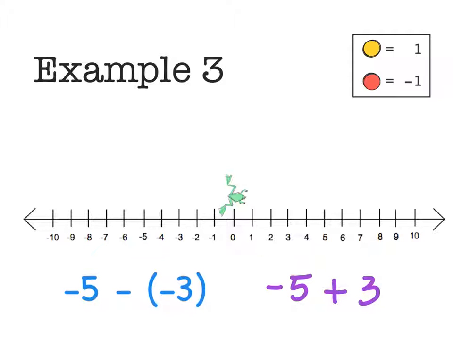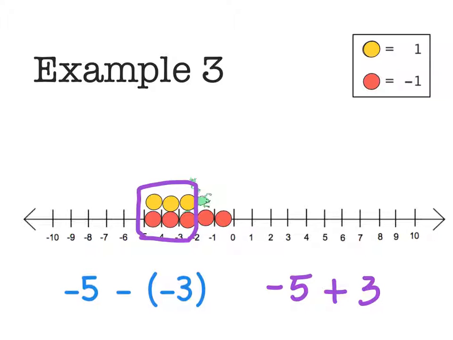And of course, we can solve this with our math frog. So the first thing we'll do is move him to negative 5, and then keeping track of where he's been with the counters. And then next we're going to add 3, so we're moving forward 3 place values, and again keeping track with the counters. Just to review from yesterday, we do have a 0 pair here, so we could get rid of this. But our solution is going to be just negative 2.